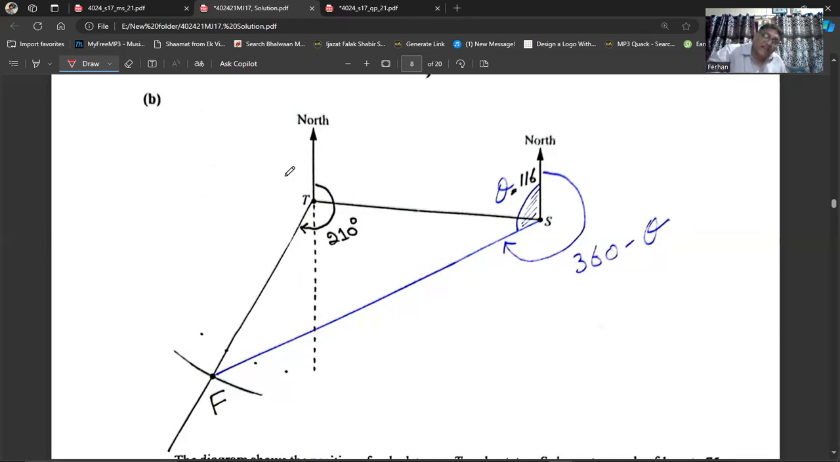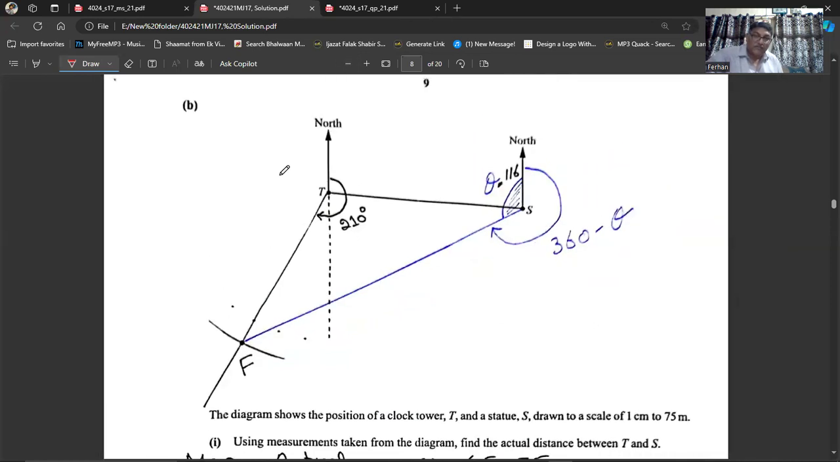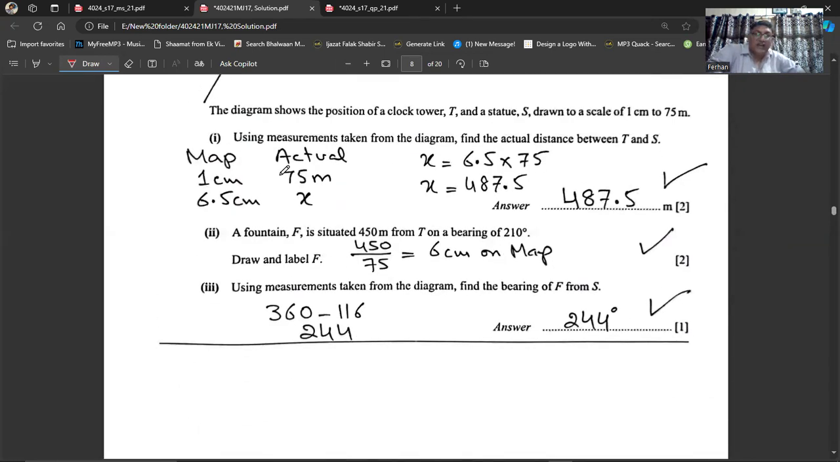So I will put my protractor here, and from here I will put 0 and 30. I put a dot on 30 and I join this line. So now this bearing up till here is 180, 30 further. So the total bearing is 210. Then I will open my compass and I will check 450 meter.